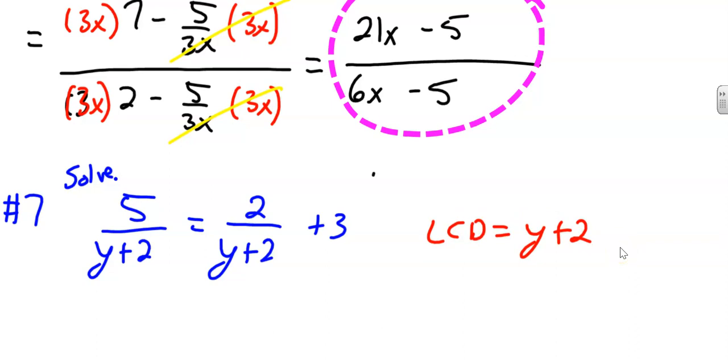Okay, and with equations, it's kind of like the problem before. We could go back and rewrite everything with y plus 2's and add them together, but if it's a complex fraction or an equation, the easier thing to do is to take both sides of the equation and multiply everything by y plus 2.